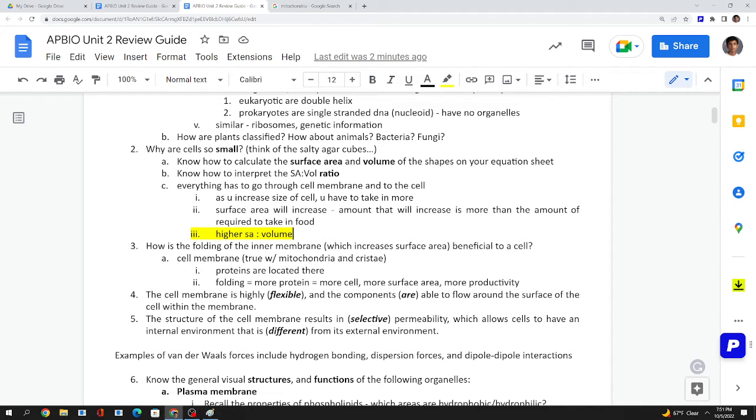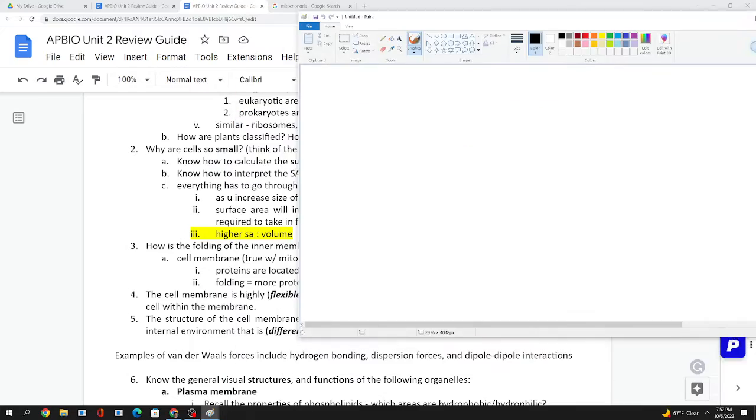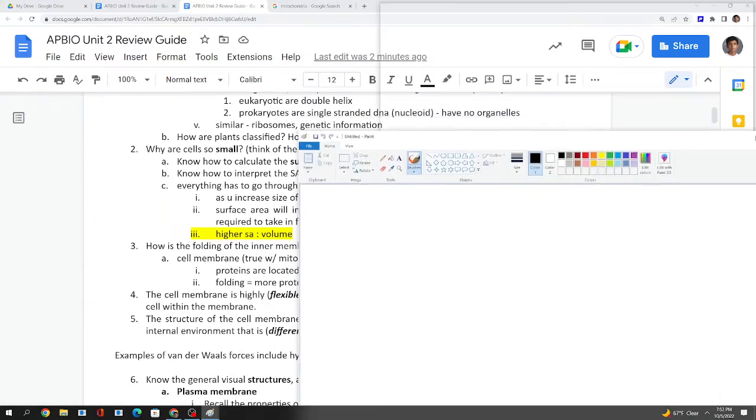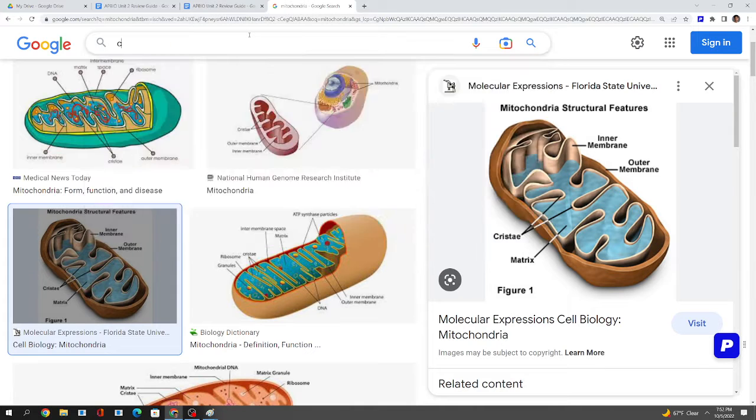Cool. So, where is it? Yeah, right here. I have already highlighted this. The cell membrane is highly flexible, and the components are able to flow around the surface of this cell. What do I mean by that? There is the cell mosaic, or the cell membrane mosaic theory, which I won't really get into because it's a long story, but I will try to show you what the cell membrane looks like.